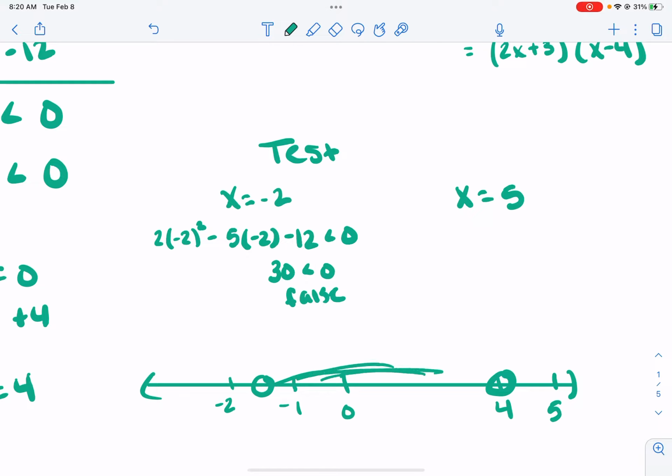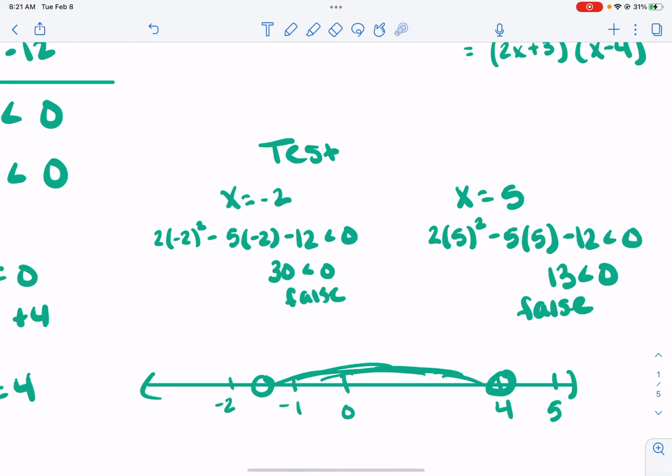So I'm going to shade, and then I'm going to test x equals 5. So that would be 2 times 5 squared minus 5 times 5 minus 12 is less than 0, and that gives me 13 is less than 0. That's also false. So that tells me I can't shade over here. That's not true. So I'll also shade this way. And we're done.